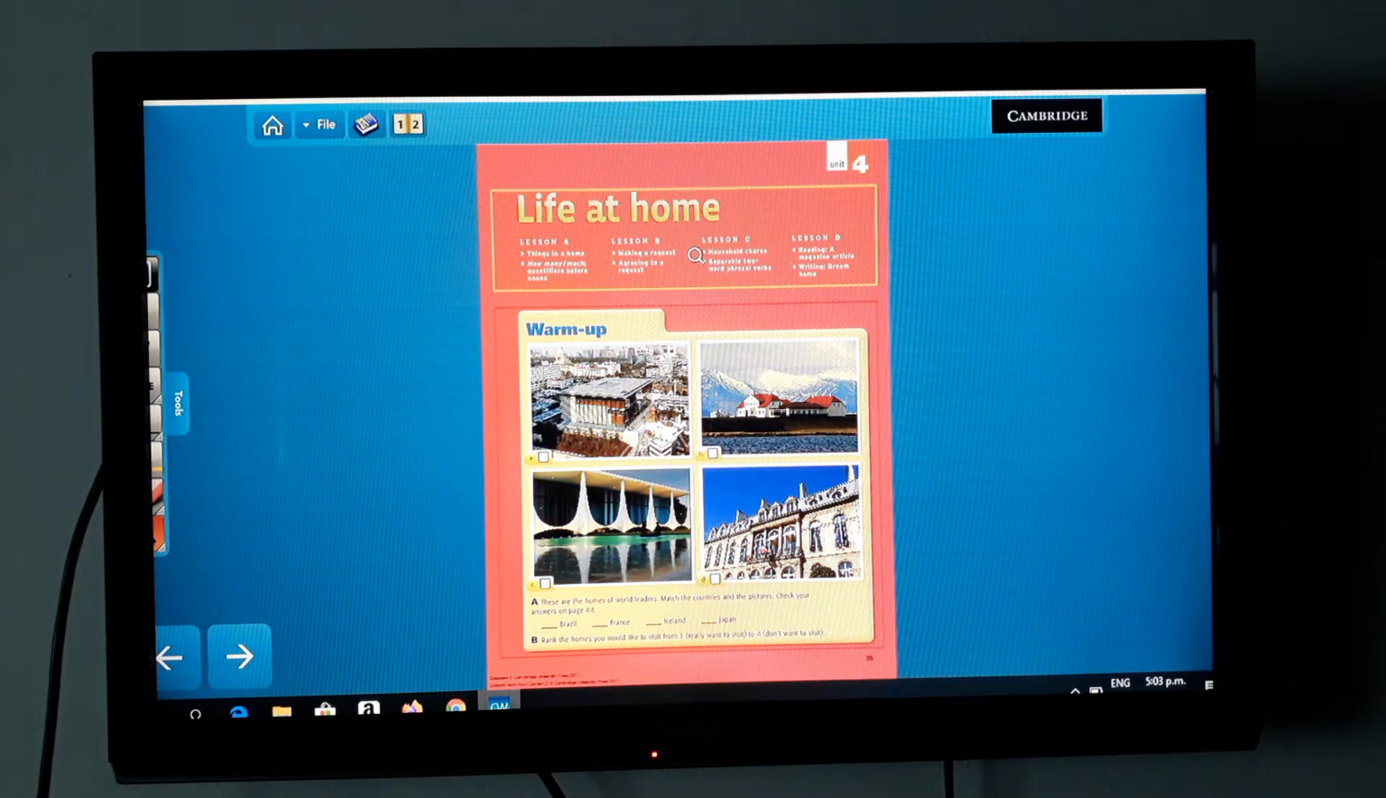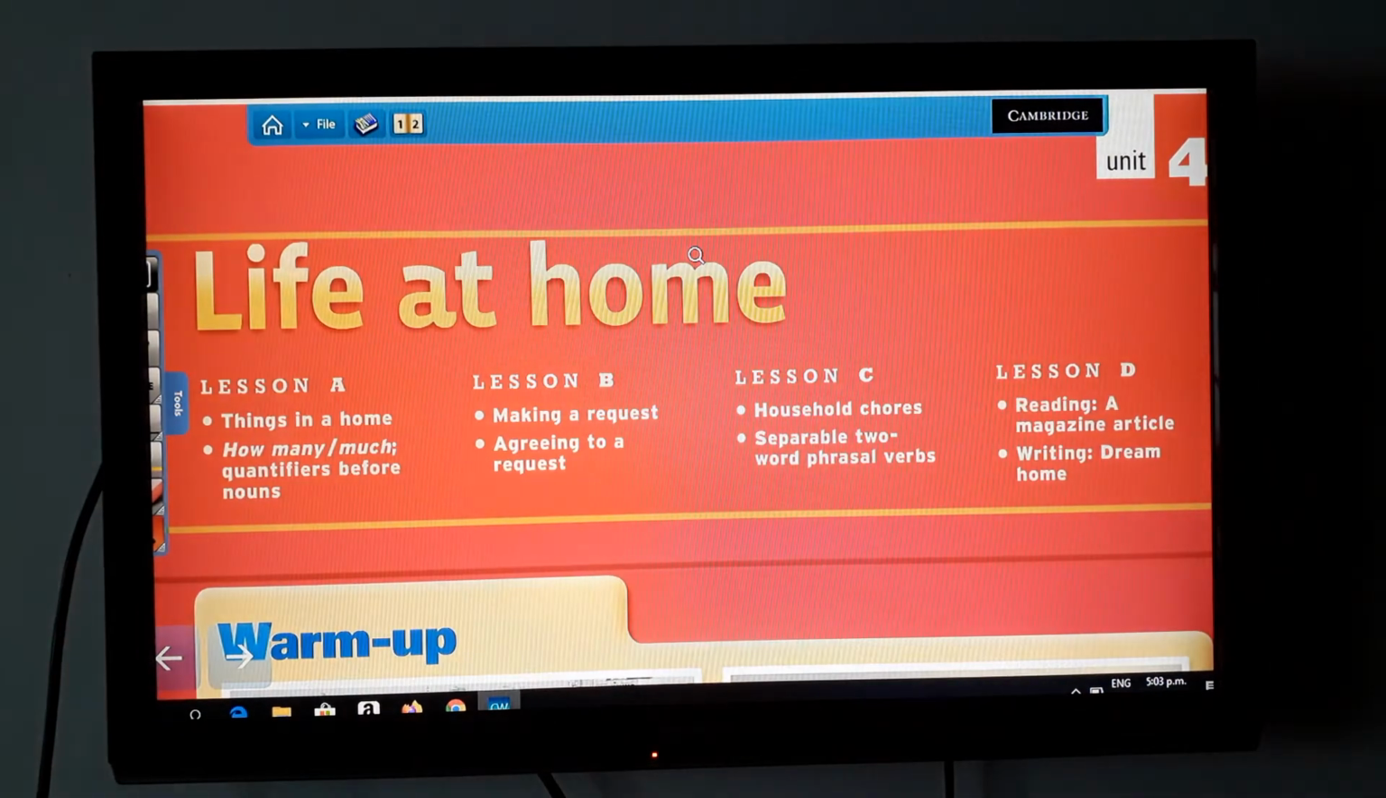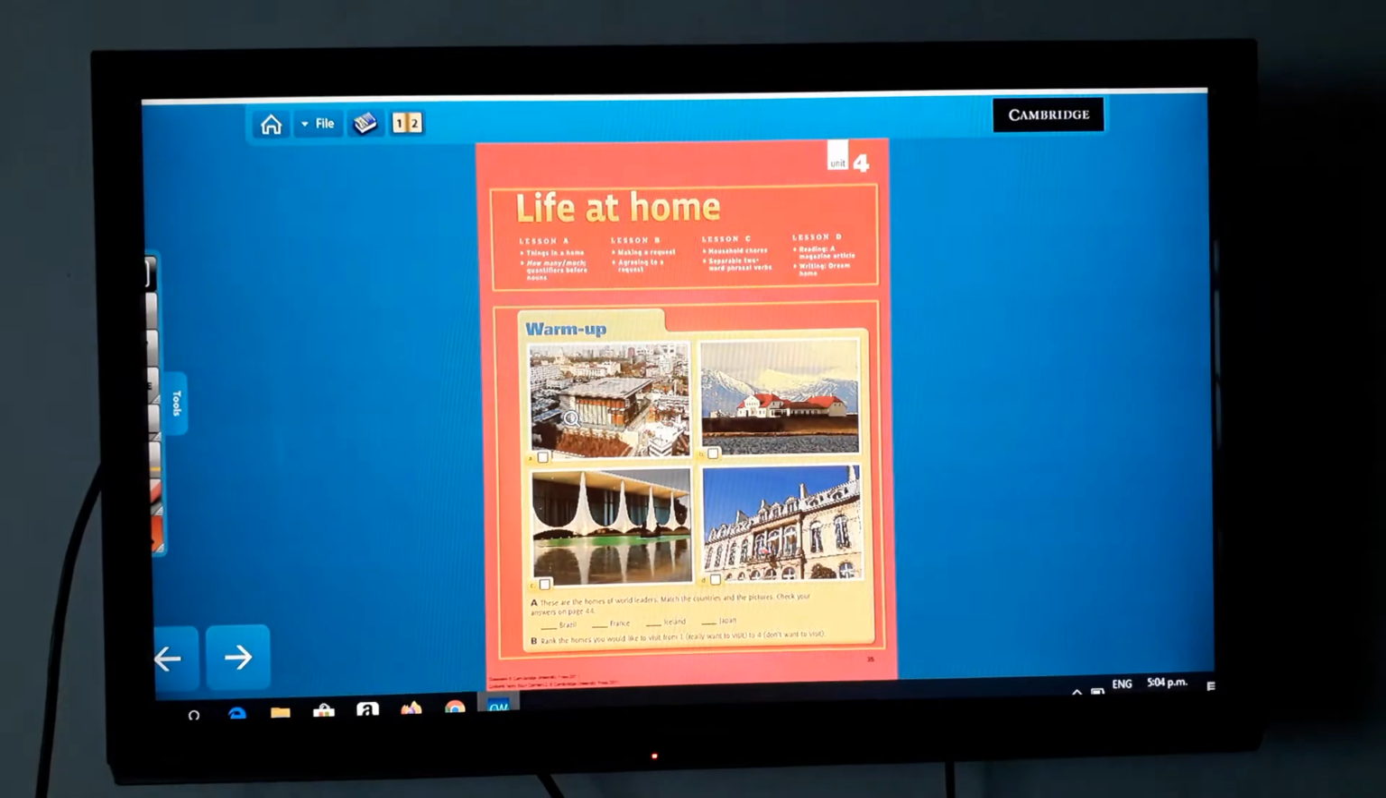Now we have our chapter 4, Life at Home. We are going to study one important thing, which is to recognize vocabulary about home. And then the uses of how much and how many with countables and uncountables, and using the quantifiers before the nouns. So now let's go to that part.